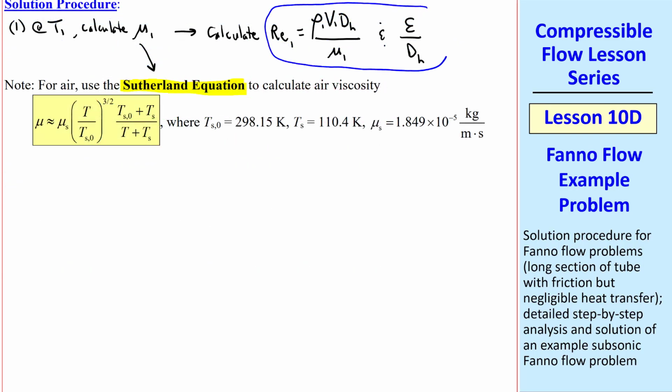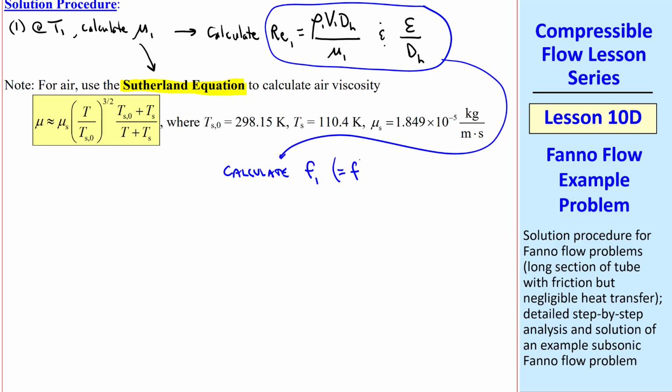From Reynolds number and non-dimensional roughness, we can calculate F. Again, I'll call it F1, but we'll assume that this F is constant. I'll revisit this assumption later. We'll do this from the Churchill equation, as discussed in a previous lesson.